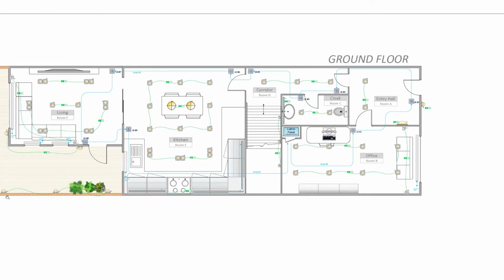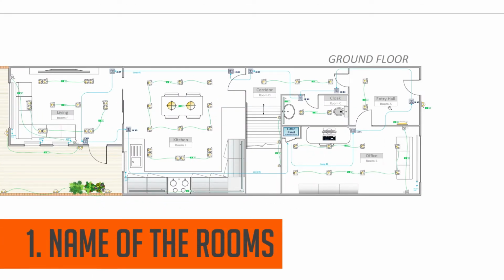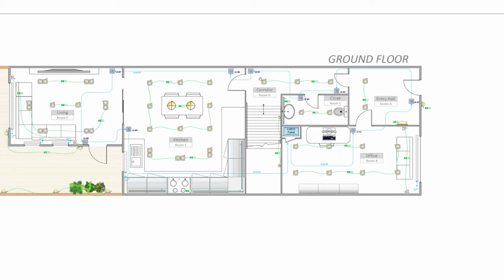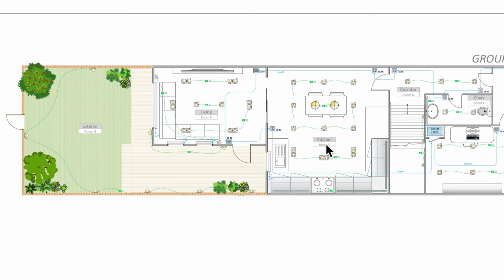Here, you notice that each room is clearly labeled. So for example, you've got entry hall, room A, office, room B, corridor, room D, kitchen, room E, living, room F, and exterior, room G. So obviously, on your floor plan, things will be slightly different. But it's very important to pay attention to the naming of those rooms and how the project is built. This will help you later on to build your database exactly as per the layout of your project, and that will allow you to program your system quickly and efficiently.